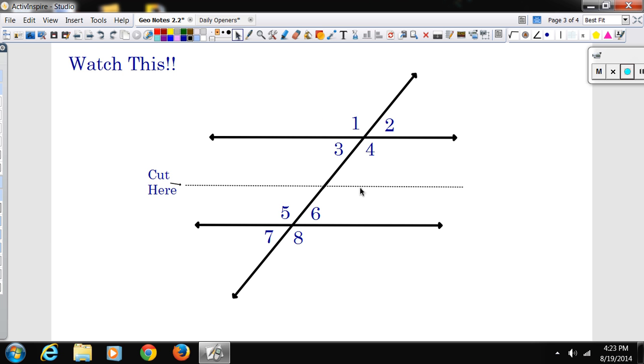Now I want to show you a little something here. I want to show you about corresponding angles. Some of you may not understand corresponding angles.